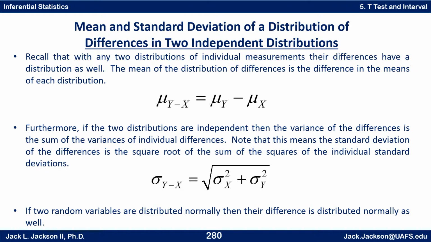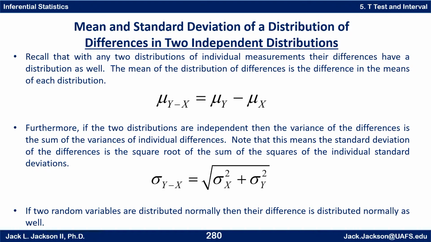So first, let's review a couple of things. Recall that with any two distributions, the individual measurements, their differences have a distribution as well. The mean of the distribution of differences is the difference in the means of each distribution. For example, the mean of y minus x is just mu of y minus mu of x.